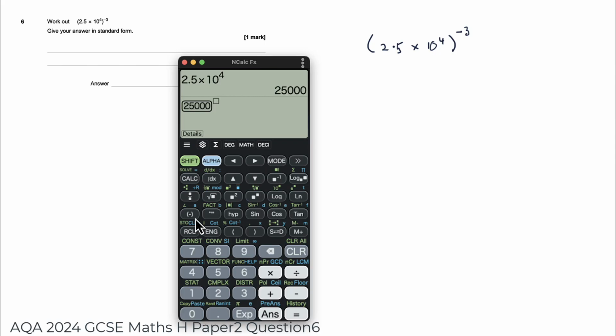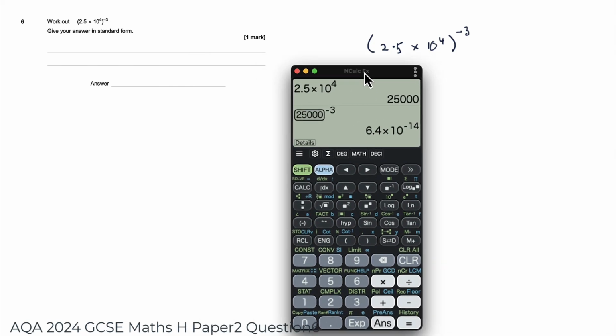Find it out again in your calculator where that button is. So when I press that, up pops a negative, and I then press 3. So I've now got 25,000 raised to the power -3. And pressing equals now gives me the standard form answer. And it does that automatically because that answer is very, very small.